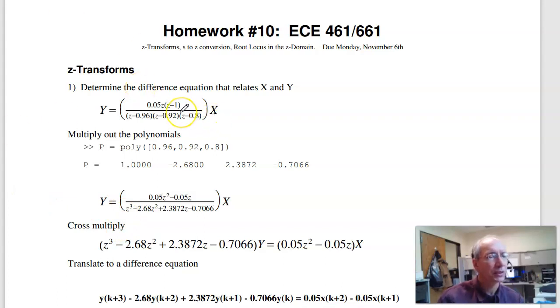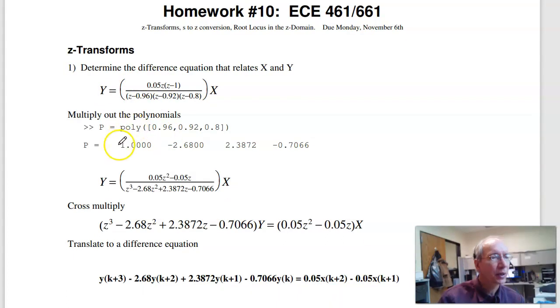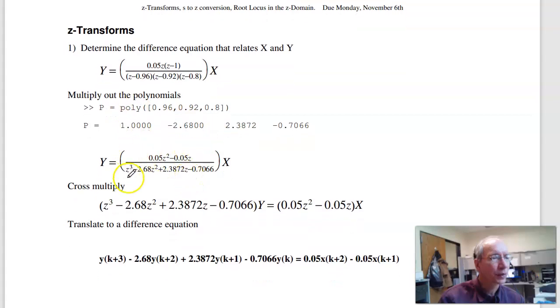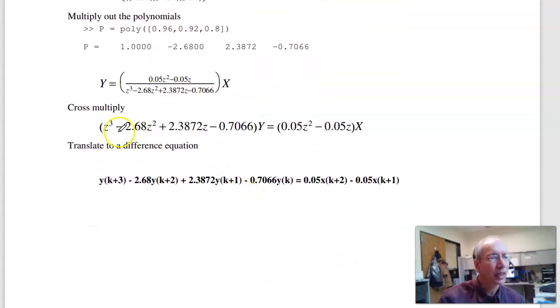What's the difference equation? Again, in the s-plane, you're looking at differential equations. In the z-plane, it's difference equations. It's pretty much the same procedure: just cross-multiply, multiply out the polynomial, and note that z means next value, so z cubed is y 3 samples in the future.